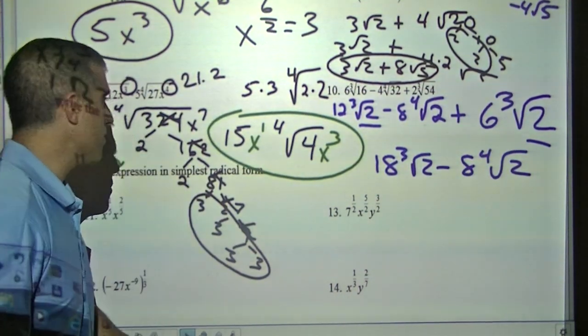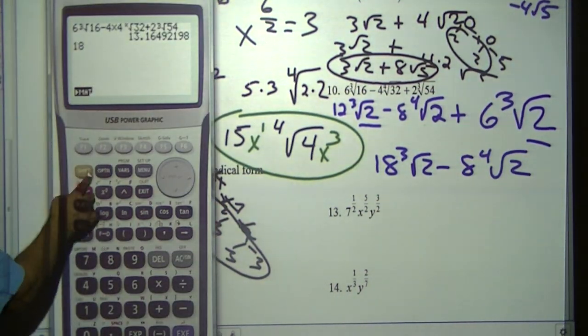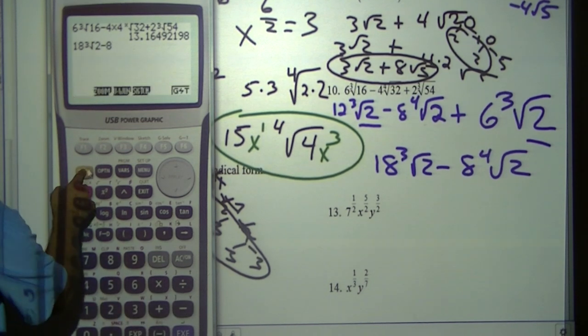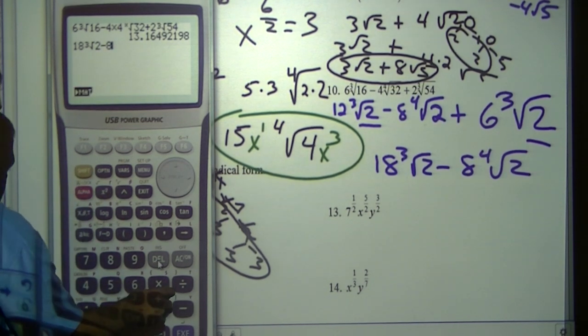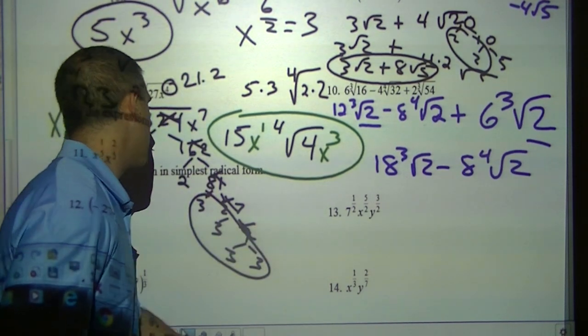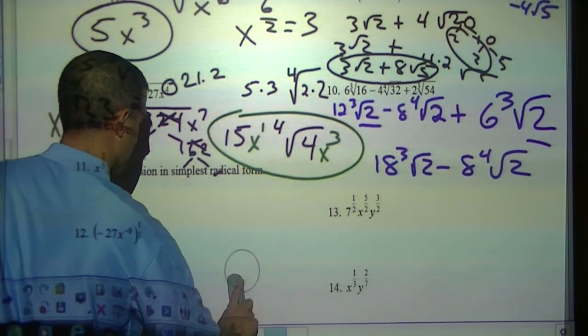Okay? Now let's see if we were right. 18 cube root of 2 minus 8 times the fourth root of 2. And it's the same answer, so we're good there. Okay? Let me go ahead and erase this.